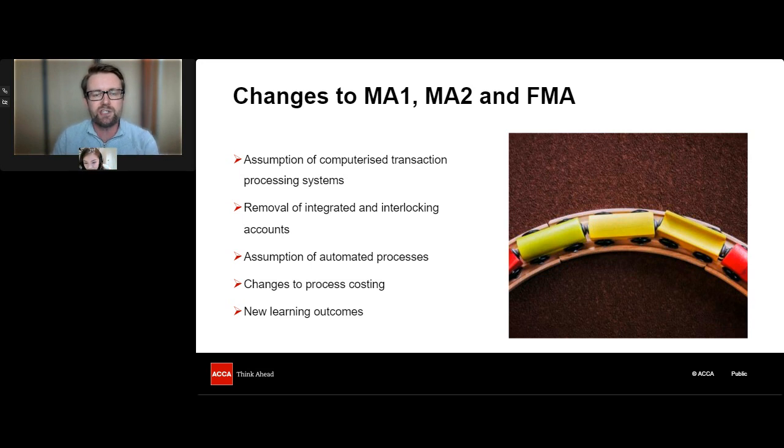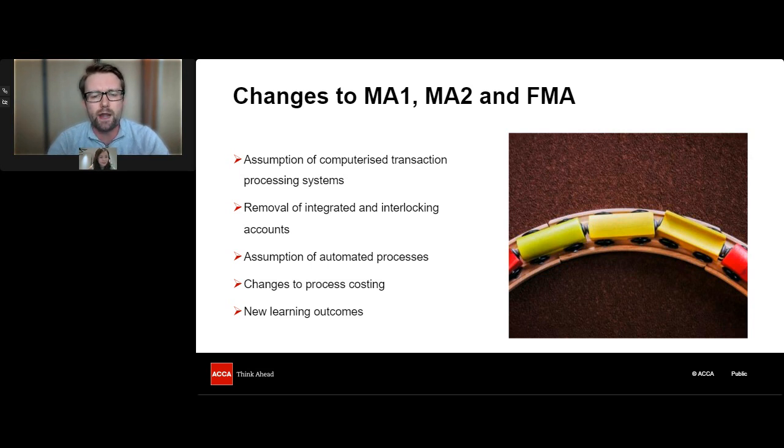And in line with the changes to the financial accounting stream of exams, the use of ledgers and books of prime entry has been removed, and there's an assumption now, again, of the use of computerized accounting systems. In addition, interlocking and integrated accounting systems have been removed. The basics of double entry bookkeeping are still examinable, but again, in the context of computerized accounting systems. And journal entries are still required to record transactions, and that will still be examinable. The biggest change to the MA stream of exams is the assumption of automated systems within transaction processing.